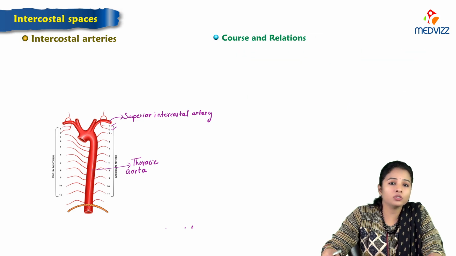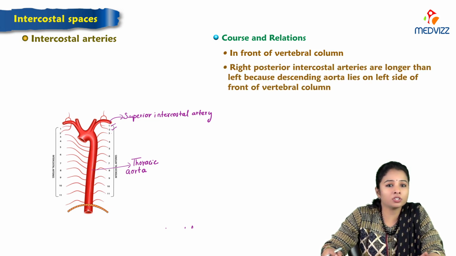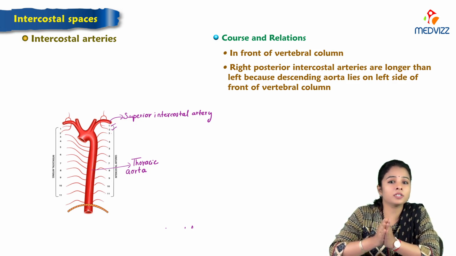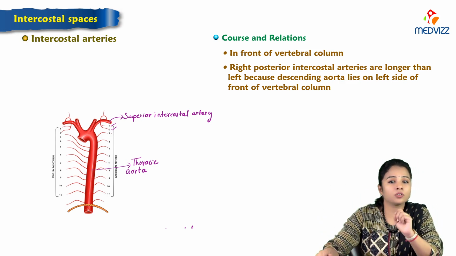Let's talk about the course of the posterior intercostal arteries. Posterior intercostal arteries, they run in front of the vertebra. We know the thoracic aorta is present in front of the vertebral column. So the right posterior intercostal arteries are longer than the left because the descending thoracic aorta, what we saw, is not in the midline. It is present on the left side of the thorax. So that is the reason the right posterior intercostal arteries take a longer course than the left posterior intercostal arteries.